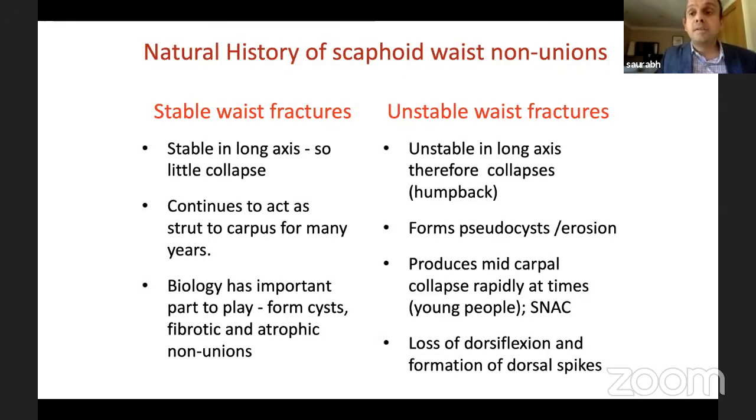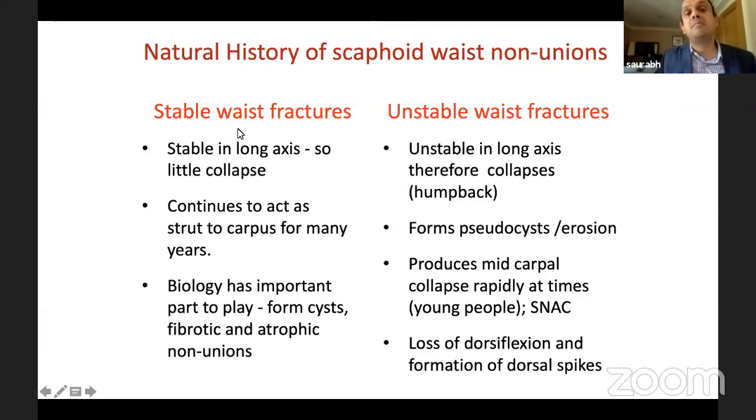Now, if a non-union has happened, and we see it quite commonly, I'm sure in India you will see much more than I see here, that people get a scaphoid fracture, but they come to you very late. So what's the natural history for a waist and a natural history for a proximal pole? So for a waist, there are two types. Waist can be a stable waist or an unstable waist.